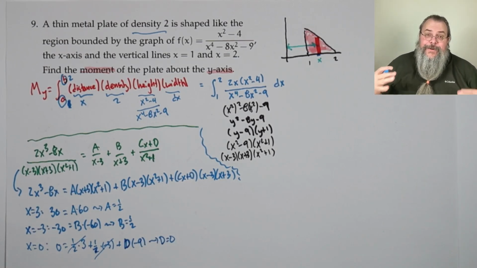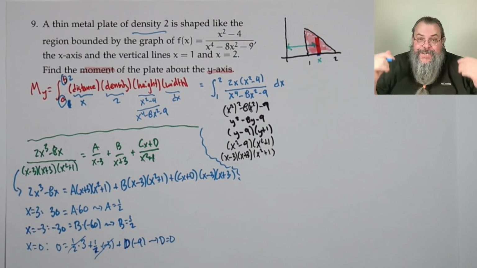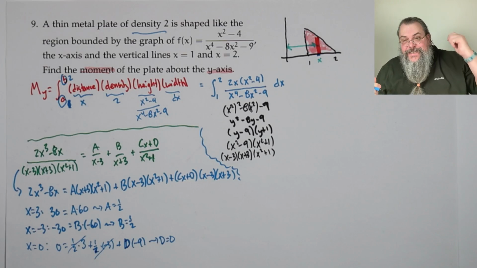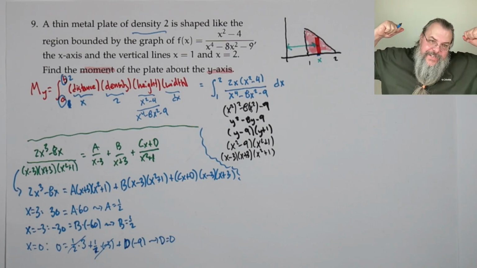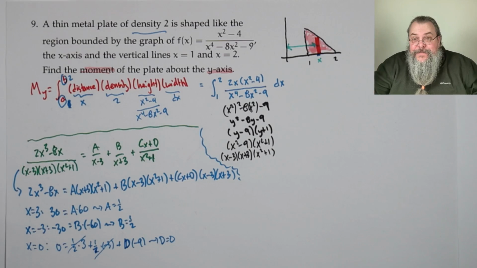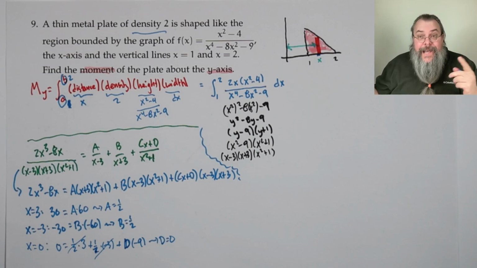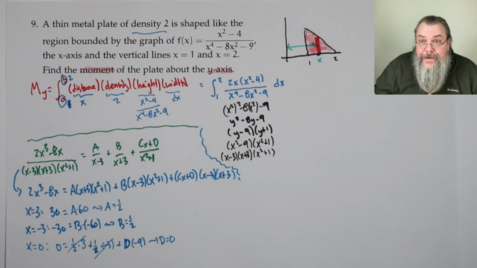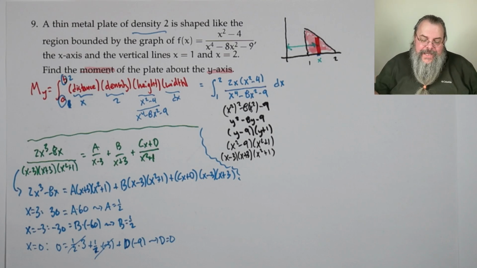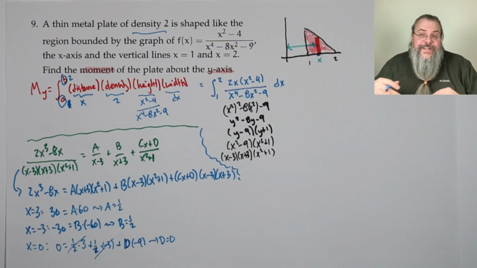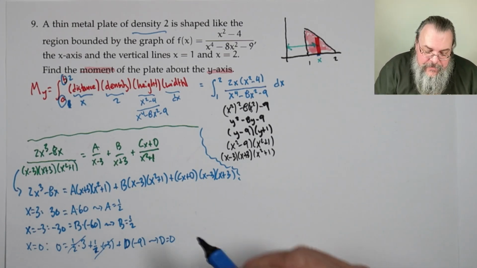Okay, so now we know a, b, and d. So what's left? C. And you might say, now I have to work. But actually, it's a freebie. Plug in any number. And you're like, really? Any number? I said any number. Because you know what a, b, and d are, you only have c. You only need one more piece of information.